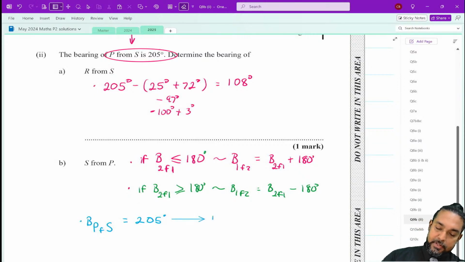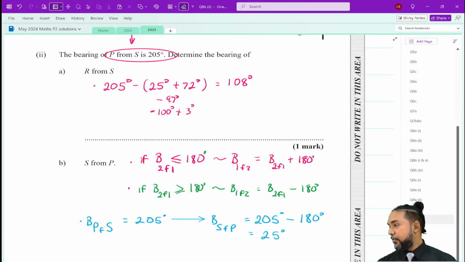So what that means is that the bearing of S from P is equal to the bearing of P from S, which is 205, minus 180 degrees. So that's equal to 25 degrees, right? Now, that's the shortcut. Supplementary angles add up to that. Yeah, you could use that too. That's correct.